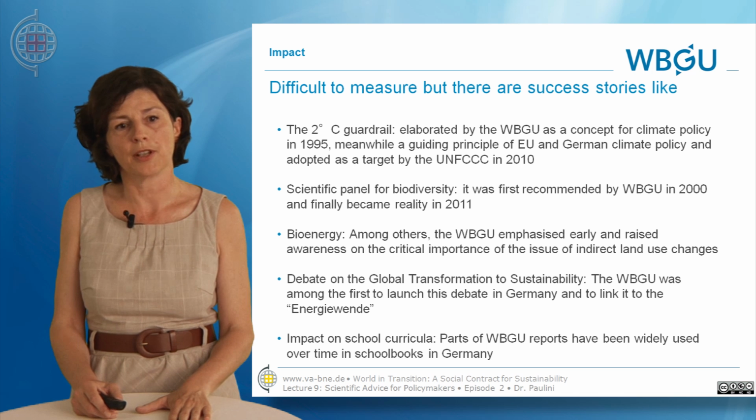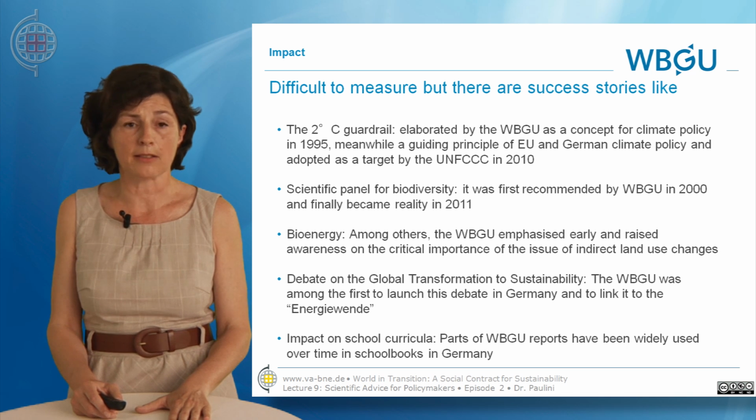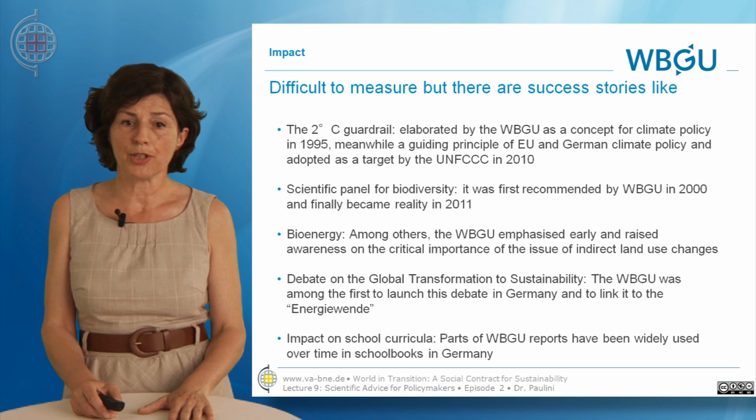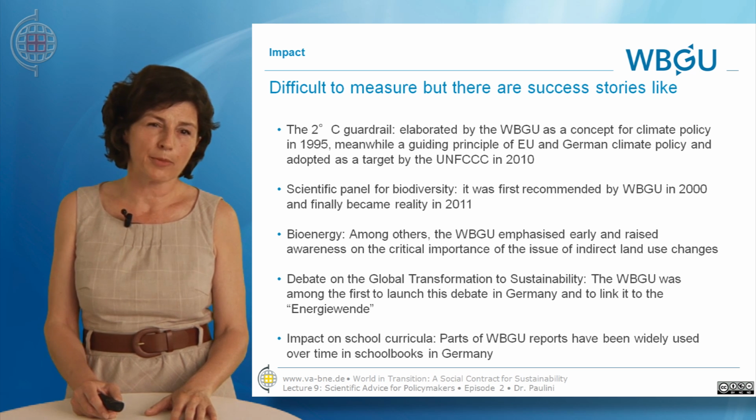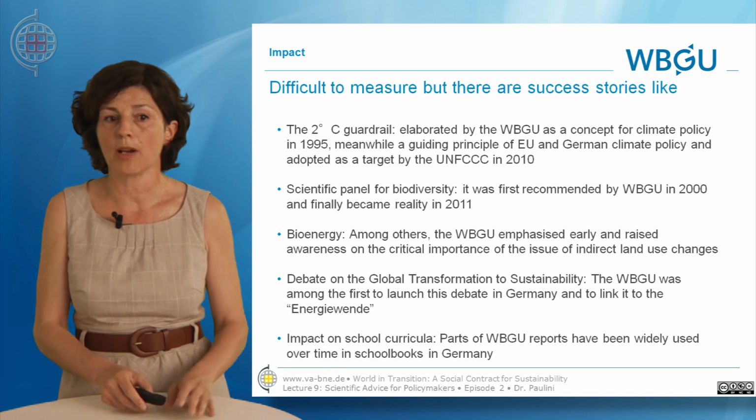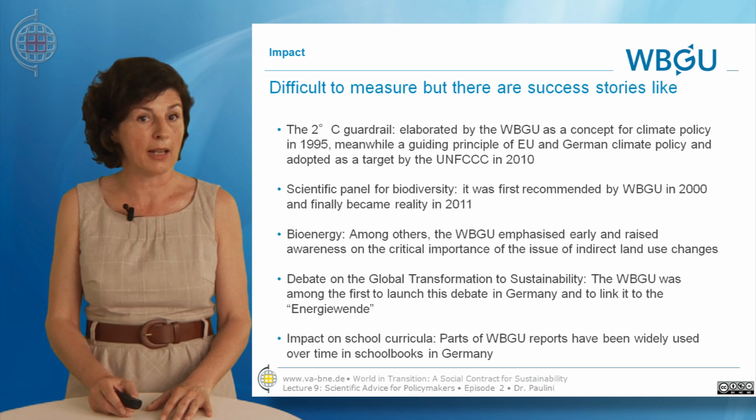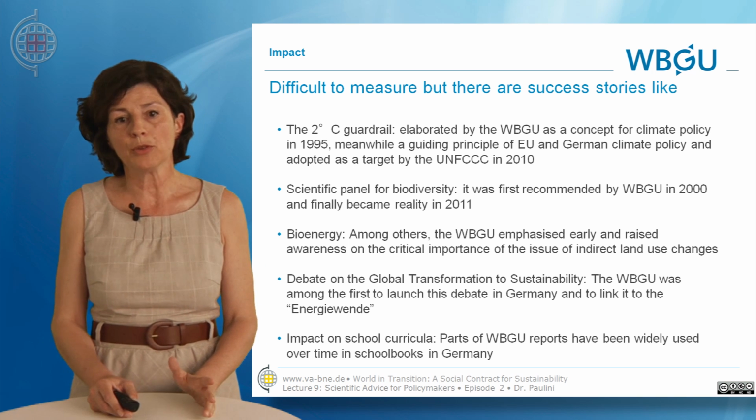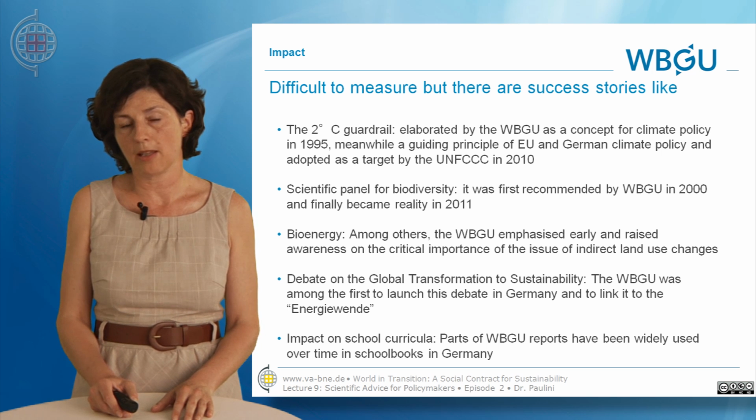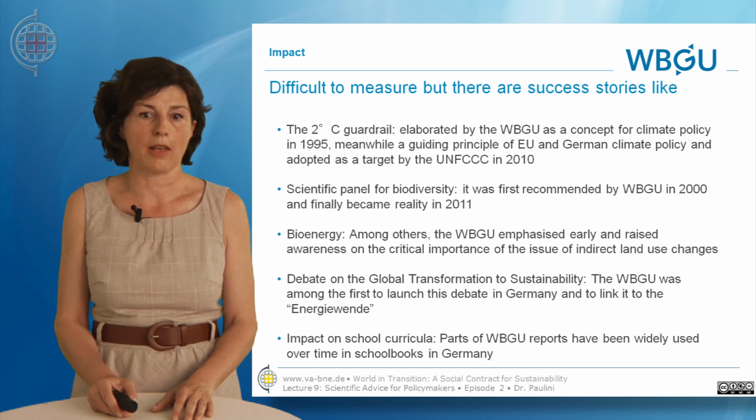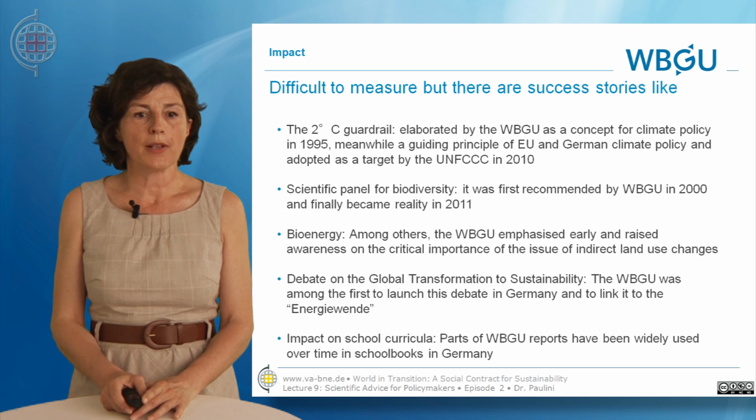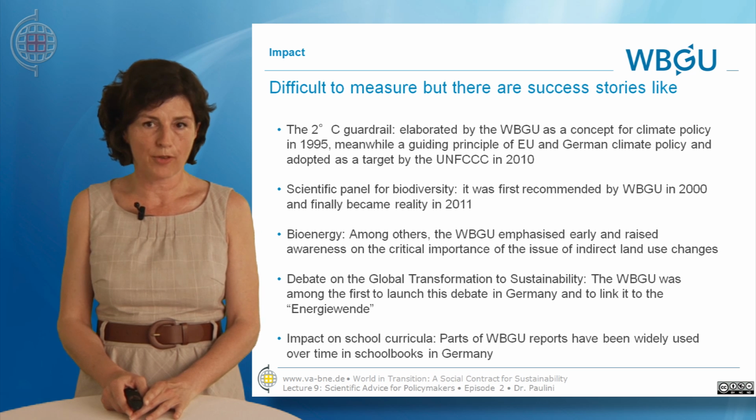And I would like to start with the 2 degrees Celsius guardrail. It was elaborated by the WBGU as a concept for climate policy in 1995 already. Has been discussed quite a bit, and meanwhile it has become a guiding principle of the EU and the German climate policy, and was adopted as a target by the UNFCCC in 2010. The next issue is Scientific Panel for Biodiversity.